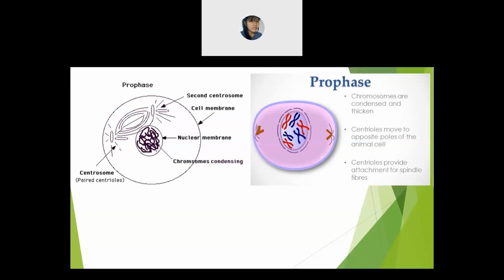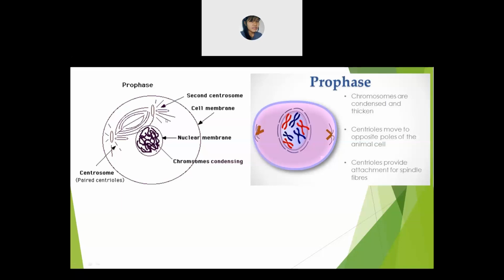Why are they maintaining distance? So that they are ready to divide, and for that they have to be separate. So they are coming to the opposite poles. These are the two centrioles. They will start to move in the opposite direction. And these centrioles provide spindle fibers. Spindle fibers means this one. Can you see it?